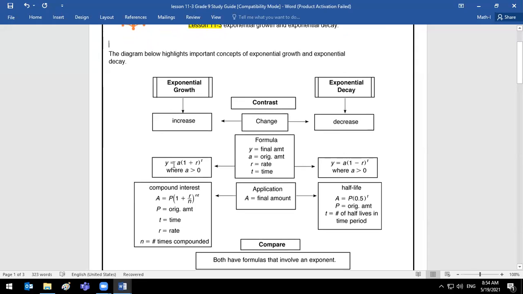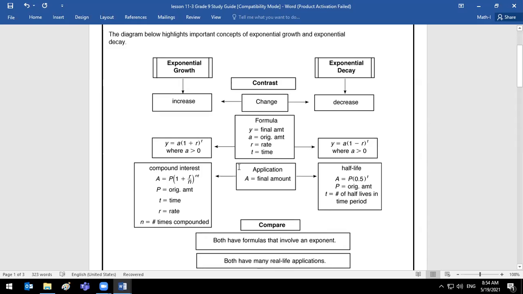If we look at this diagram, to make a summary of what we are going to study today, we will divide the exponential functions into two branches. The first branch is exponential growth, while the second branch is exponential decay. With exponential growth, we have an increase. With exponential decay, we have a decrease. As a joke, decay starts with d, so it means decrease.